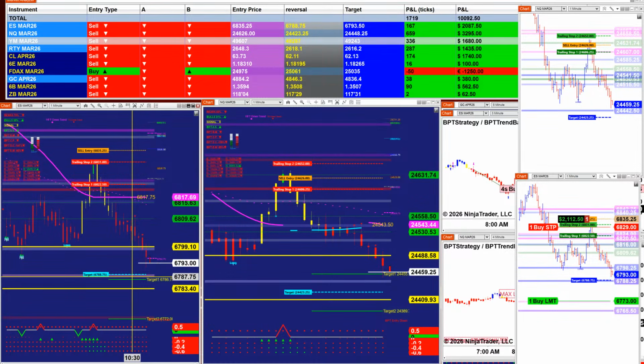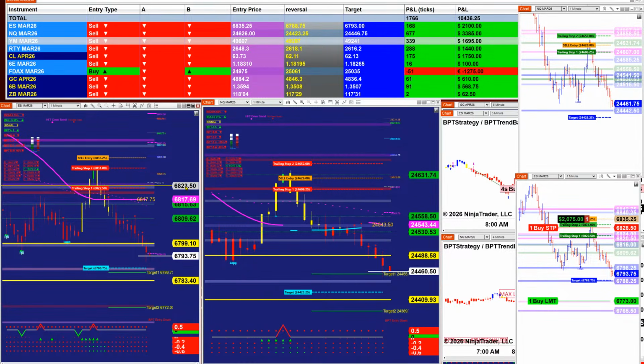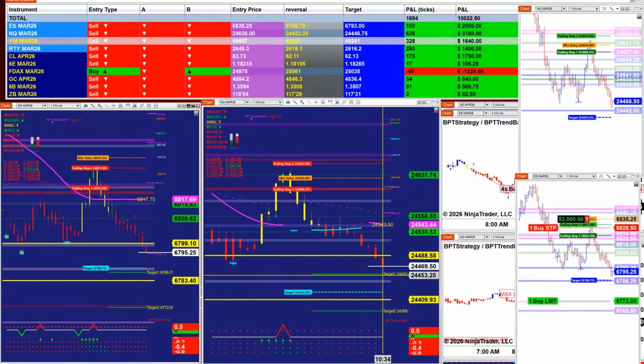I put the ES on target 2, institutional 6773. This is where I'm expecting by 11 o'clock we are done with the ES. The NASDAQ, we were on that trade, and then when the market turned around, it knocked us out of the trade. And look what happened to the NASDAQ. Look at the wick on the NASDAQ.